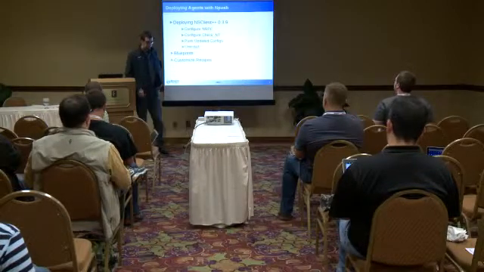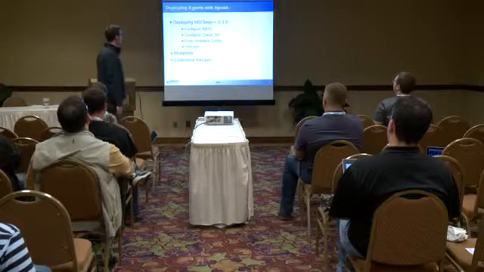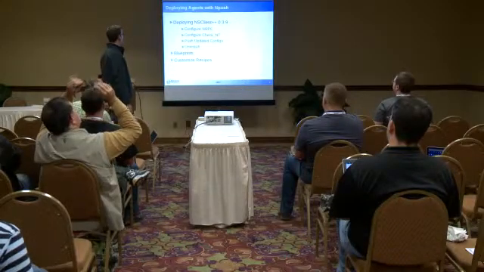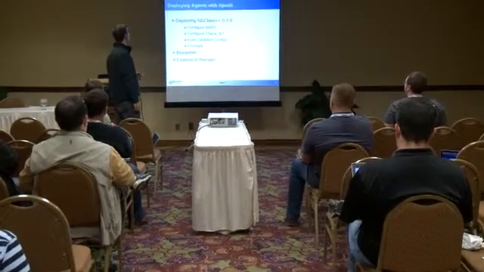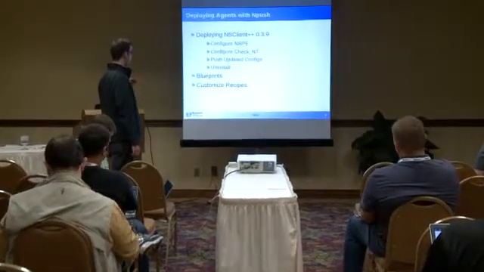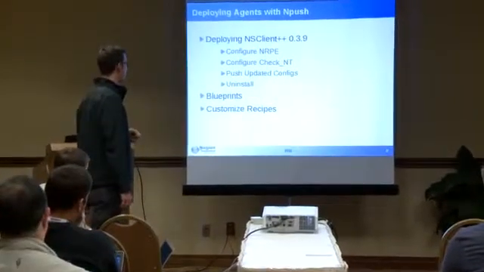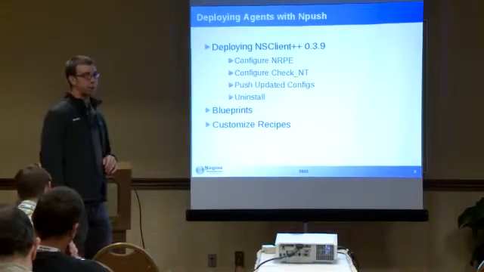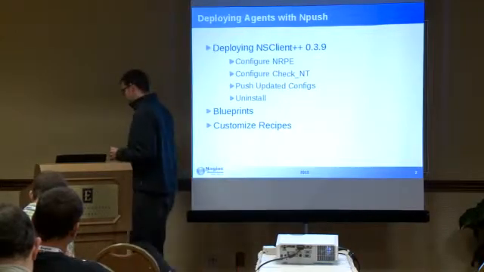So in this presentation today, I'm going to discuss how we can deploy NSClient. This is templated on 0.3.9, which is the current stable release. We'll also look at how we could deploy the 0.4 version for those interested. So when it's deployed, we'll look at different configuration options, such as configuring NRPE, configuring checkNT, pushing updated config files, running the uninstaller. We're also going to take a look at some of the blueprints as far as how this whole thing's put together, and how we can customize recipes for future deployments.